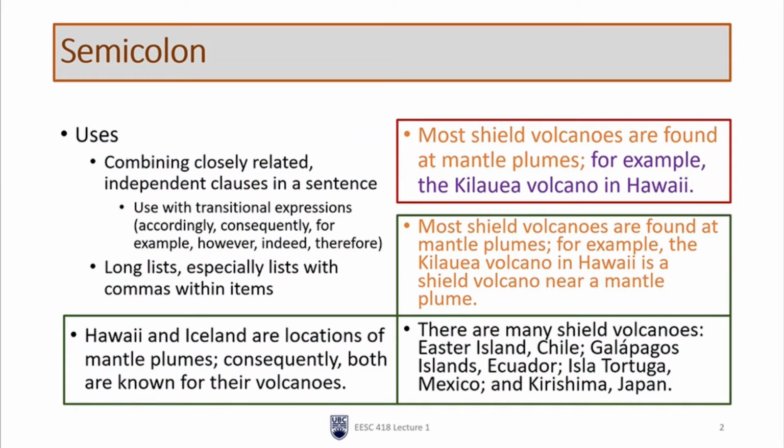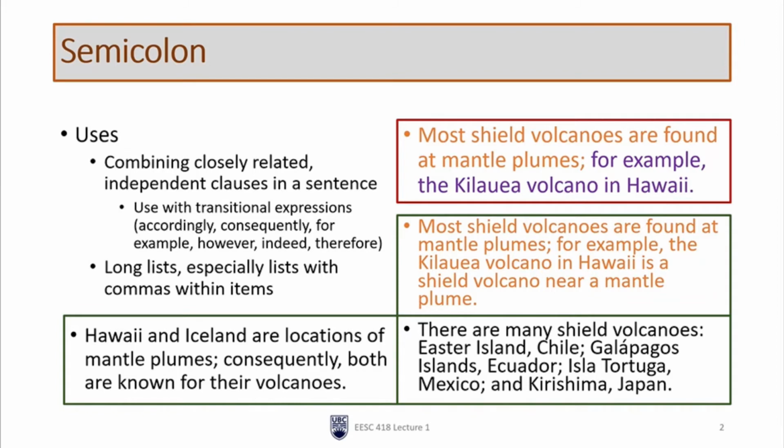So in the green box with the orange text, I say, "Most shield volcanoes are found at mantle plumes; for example, the Kilauea volcano in Hawaii is a shield volcano near a mantle plume." This sentence is a bit long, but it is correct. We have two independent clauses, and as you can see, they're joined by a semicolon.